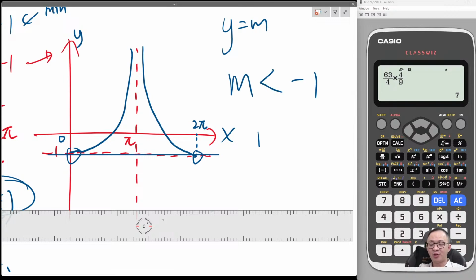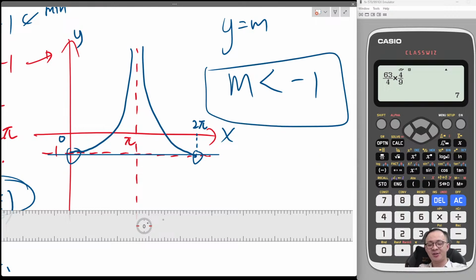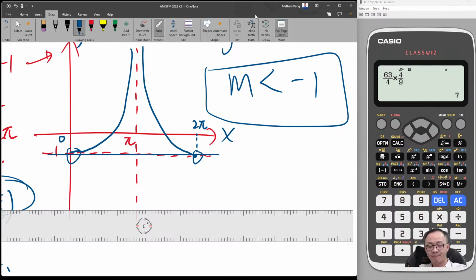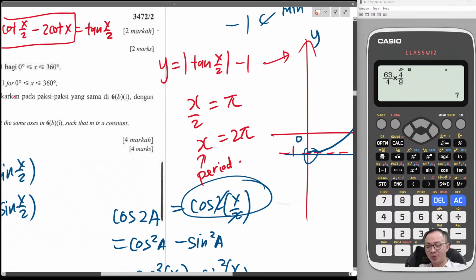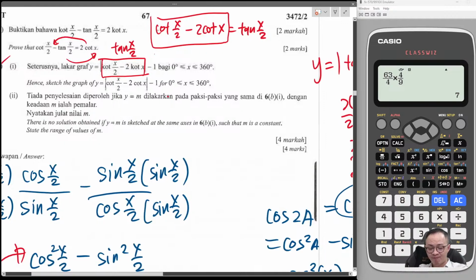Cool? Because you cannot do less than or equals to -1. When it equals to -1, you still have two solutions. The question says you want to make sure it has no solution. So cannot have equal, so must be less than -1. This is the range of m. I hope you can understand. For a state question, no need for working, you can straight away write the answer.